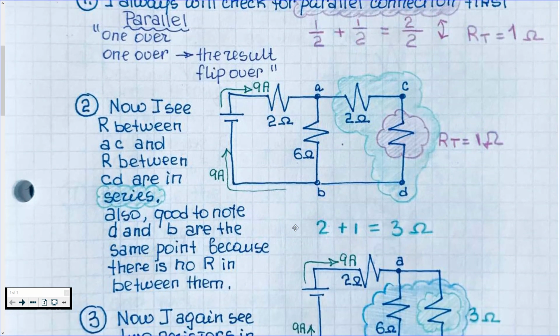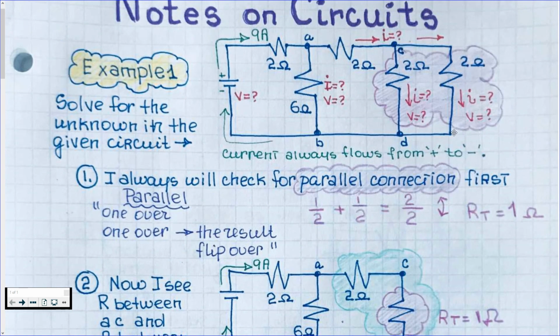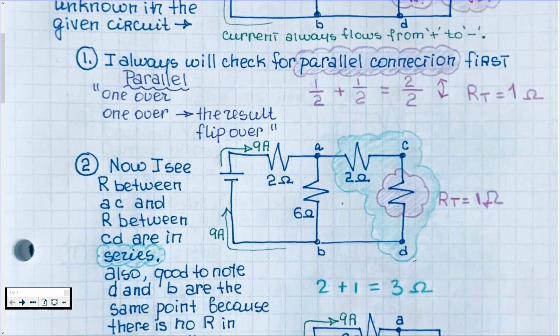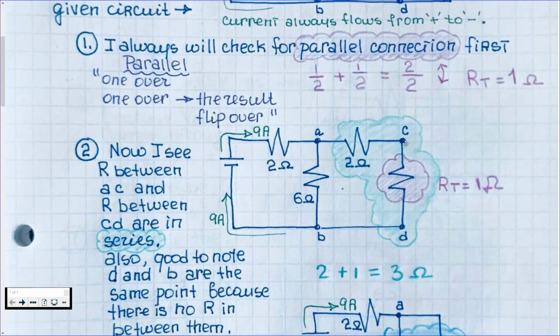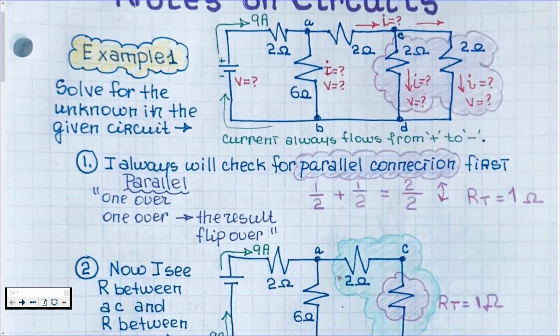Now that I simplified one of the parallel resistors, I look and I see a series connection. Between A and B, the points C and D, where I had two resistors, I now have one equivalent resistor, which is 1 ohm. D and B are exactly the same point because they don't have any resistor between them, just a wire, which is the same point. So between C and D, I now have a 1 ohm resistor. I still have a 2 ohm resistor right there.